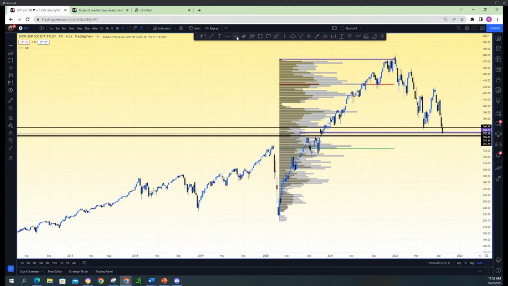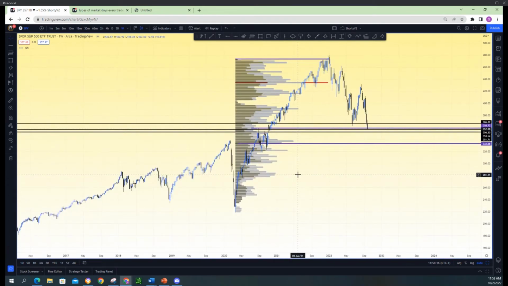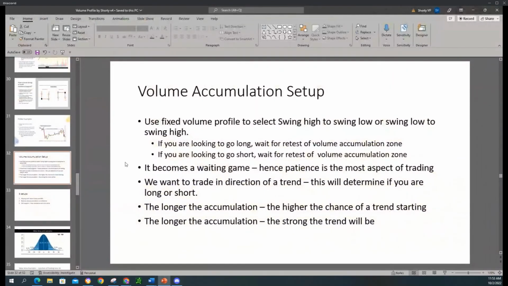But this value area low is going to be really, really, really important. The 332, and I think that was our target based on the clouds. It was the quarterly mid, right around there. Okay. Any questions on volume accumulation setup?